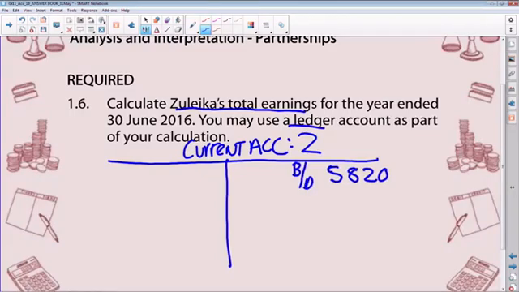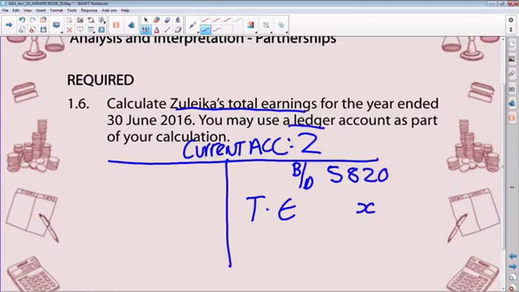Right, once I've brought down my opening balance, remember guys, your salary, interest, share of remaining profit that makes up your total earnings. So your total earnings always is shown on the credit side. So in this case, total earnings is what we're trying to calculate. So that's going to be my unknown figure. So let that be equal to X, or whichever letter of the alphabet you like. But in this case, X, it's the unknown figure.